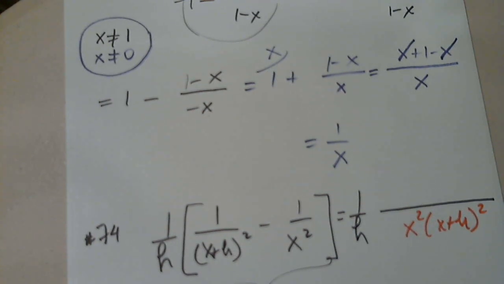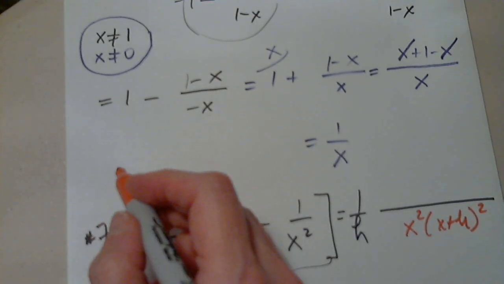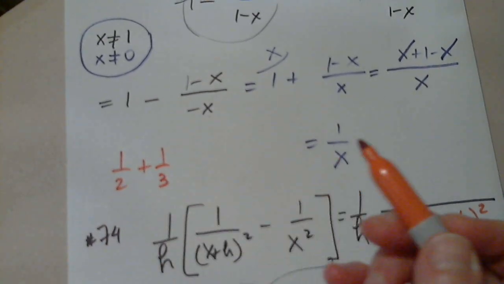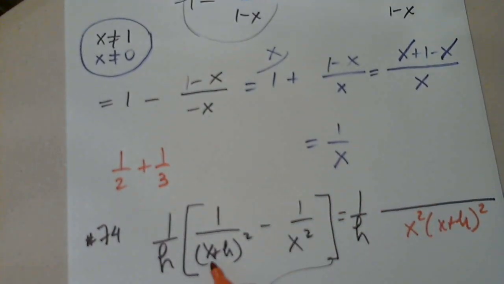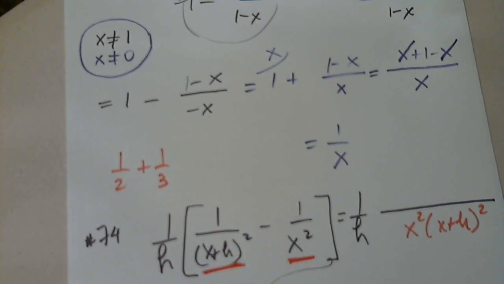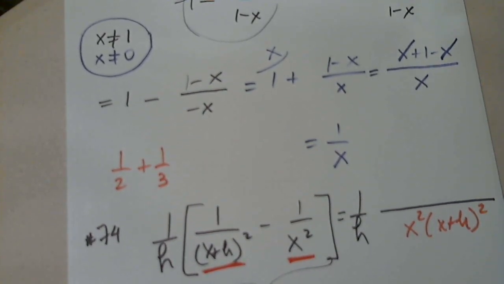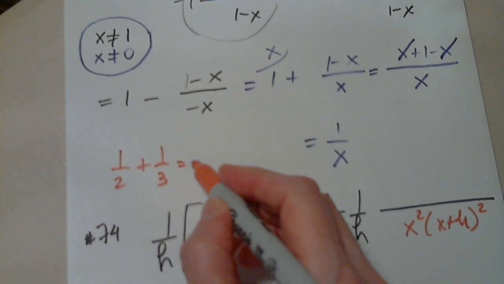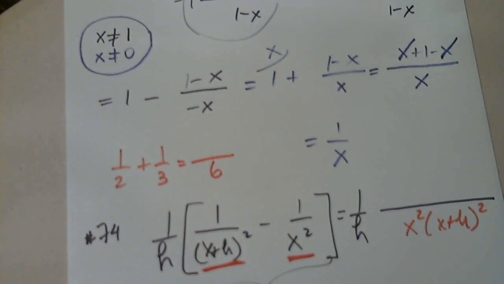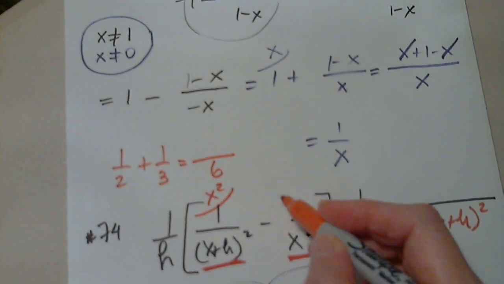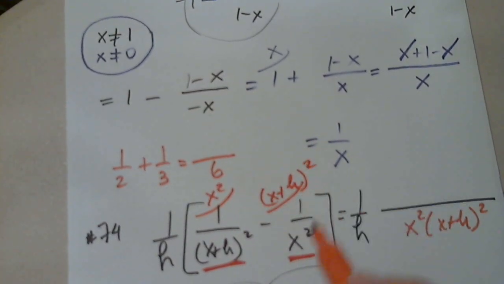So whenever we have two factors that have nothing in common, here's an example. 1/2 plus 1/3. 2 and 3 have nothing in common. This is similar here. This and this have absolutely nothing in common, meaning they don't have factors in common. Therefore, when they have no common factors, the least common denominator is the product of the two. And of course, you're going to say this is x squared and this is x plus h, everything squared.